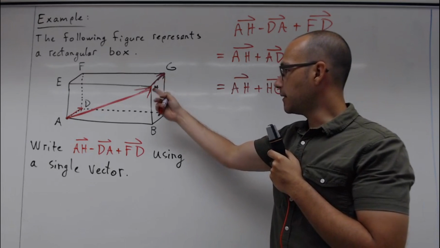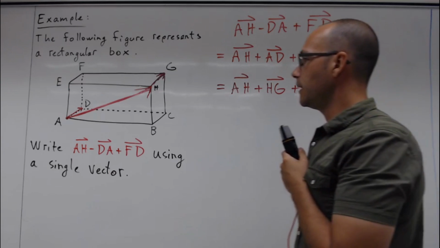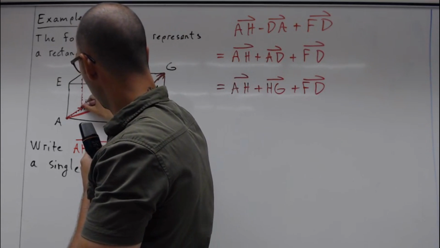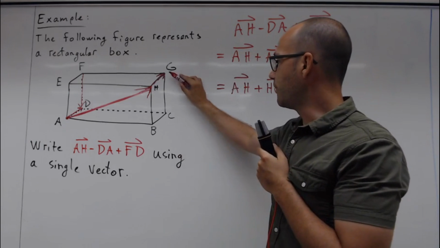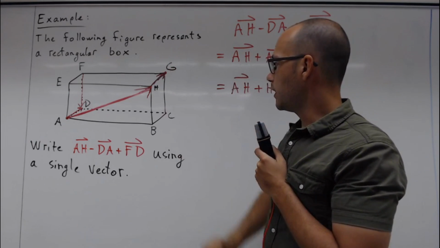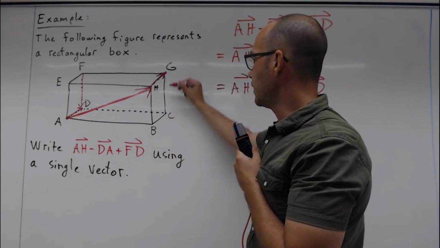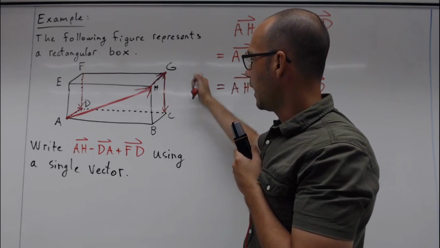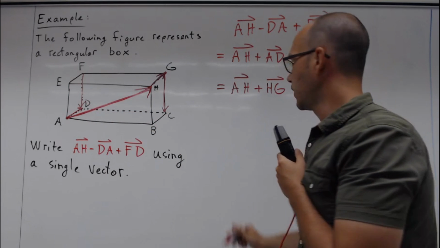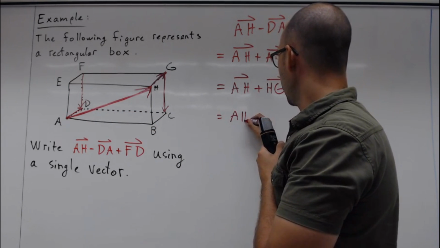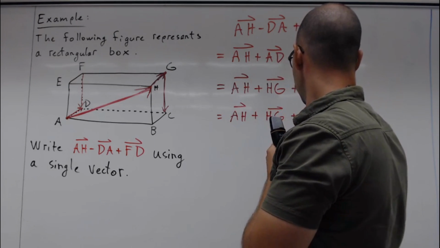Now with HG, it is much easier to work with, because remember that when we add vectors, we have to get a vector at the end of the first one. Now I have to add FD, which is right here. So it's not at the right spot. I have to find a vector whose origin is at G. So I'm not going to work with FD, I'm going to work with GC, because GC has the same length, same direction, same orientation as FD. So I'm going to write down AH plus HG plus GC.